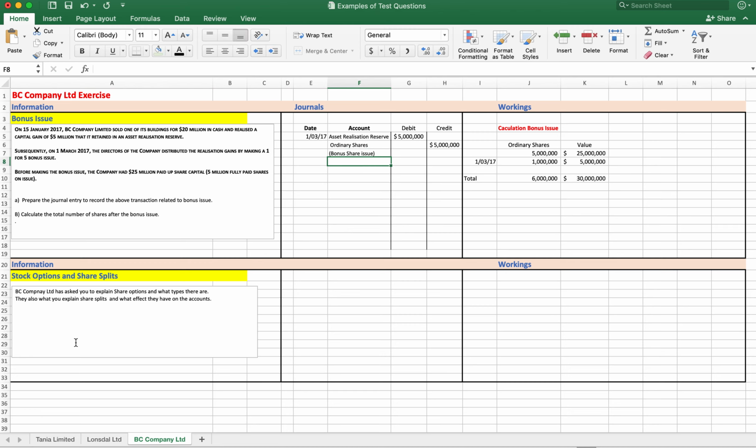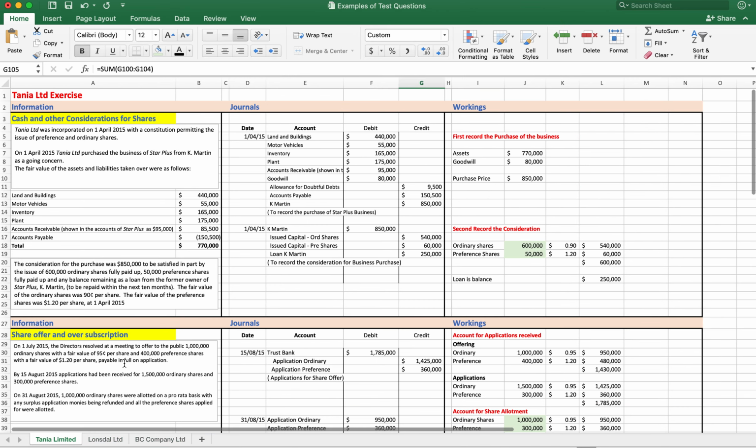The next one here is BC Company Limited has asked you to explain share options, what they are and what types they are. Okay, so there's a couple of different types of share options. I'm not going to give you the answer. I want you to research this. They also want you to explain share splits and what effect they have on the accounts.